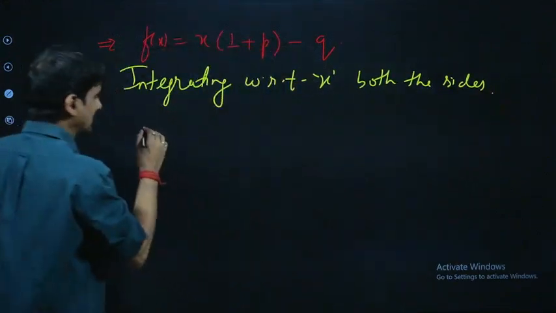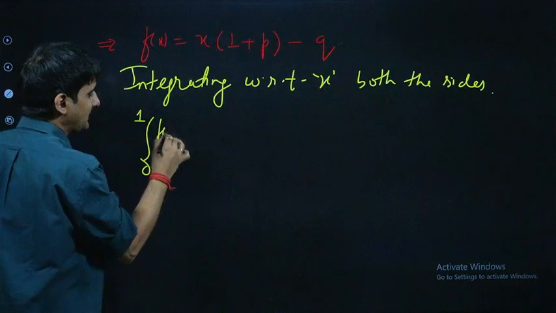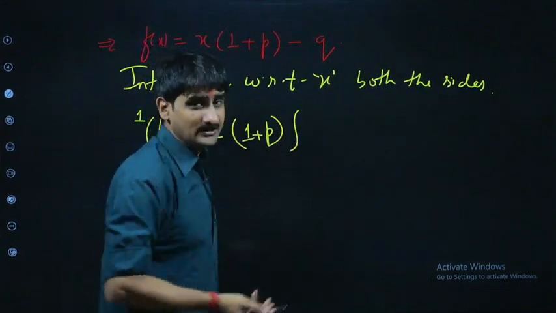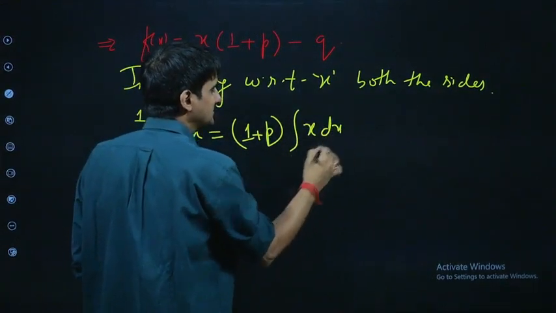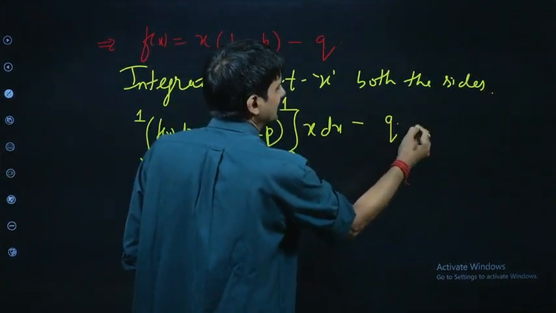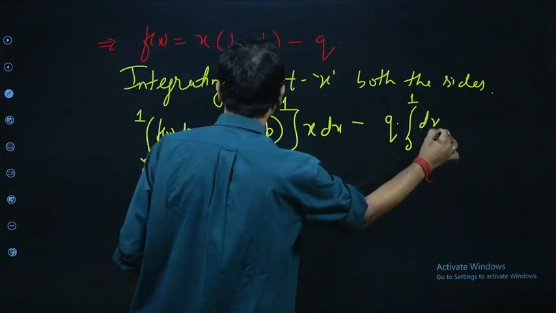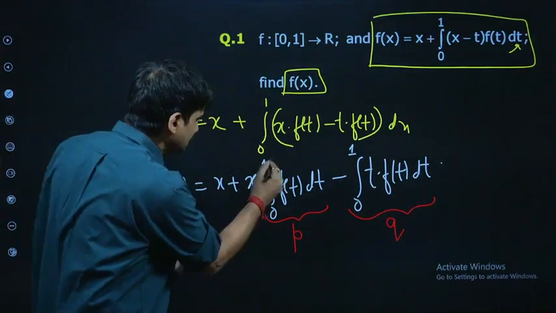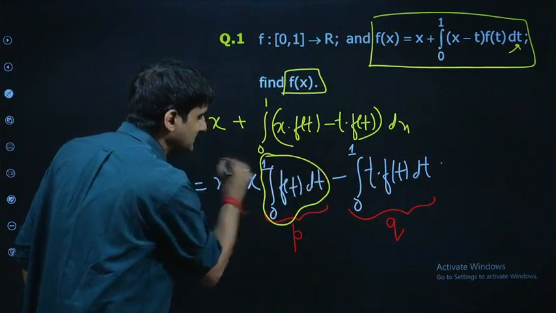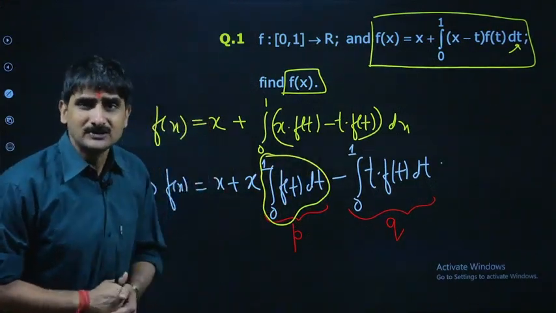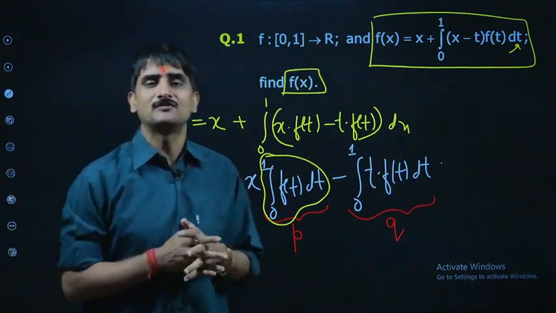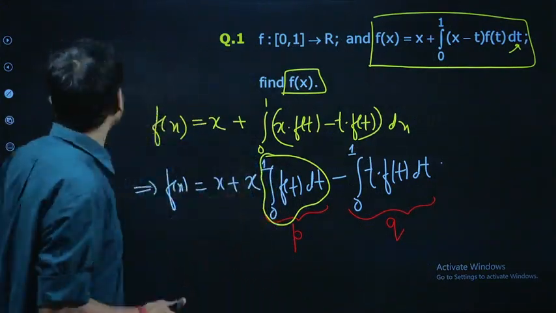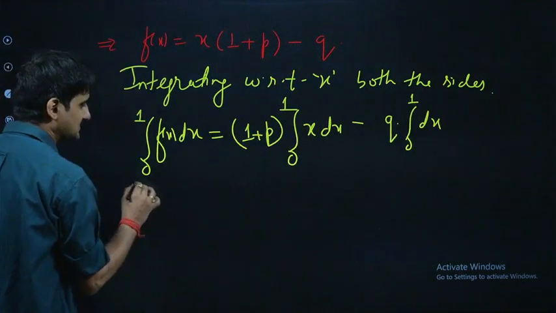So what do we get? We get integral 0 to 1 of f of x dx is equal to (1 plus p), which is a constant and will appear outside the integration, times integral x dx from 0 to 1, minus q, again a constant, times integral 0 to 1 dx. Now what have we replaced p for? We have replaced p for this integral 0 to 1 of f of t dt, and we know from the property of integration that if the limits and the function of a definite integral are the same, then changing the variable changes nothing, the value remains the same. What does that mean? That simply means this is nothing but p.